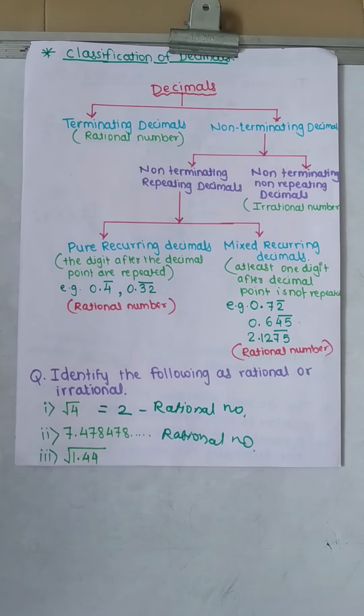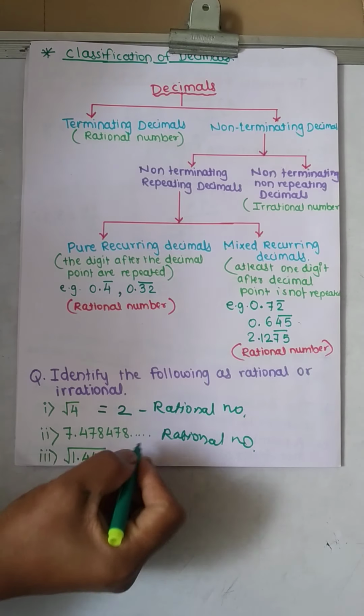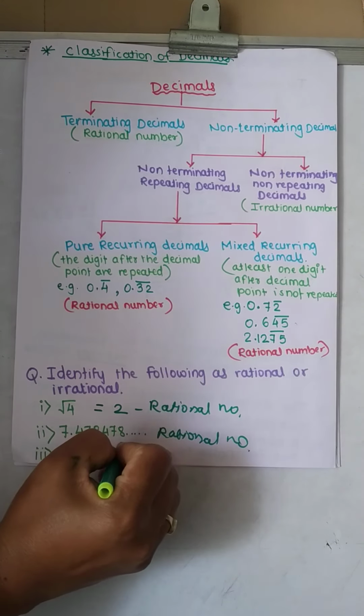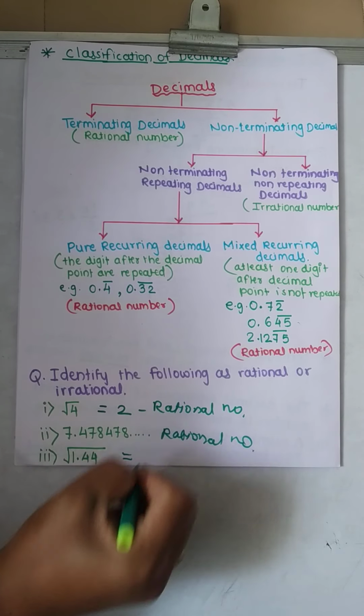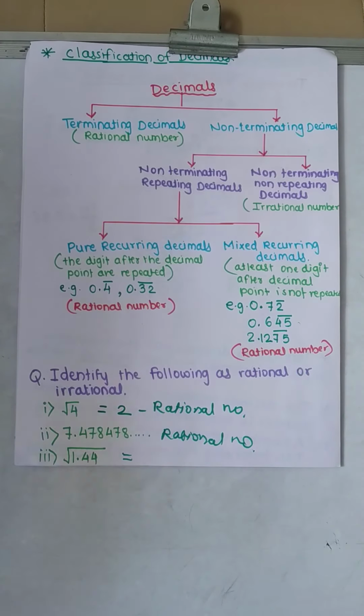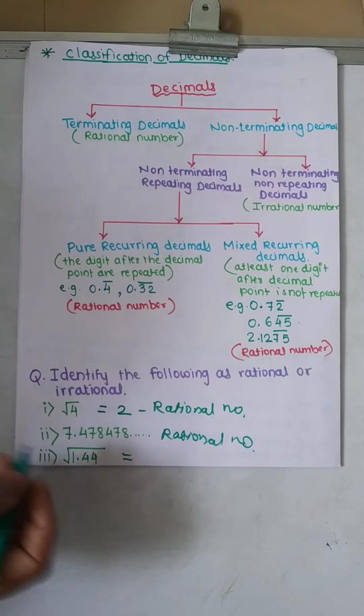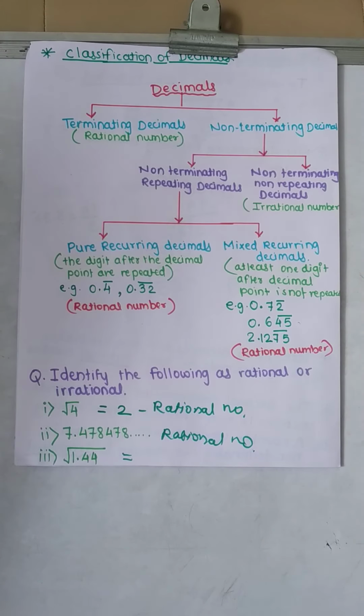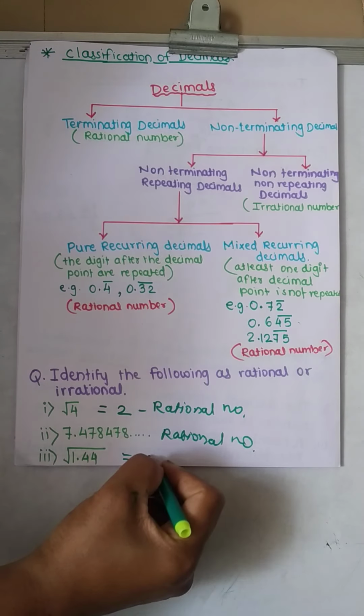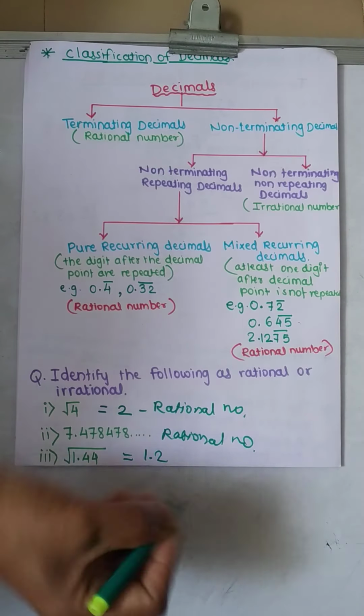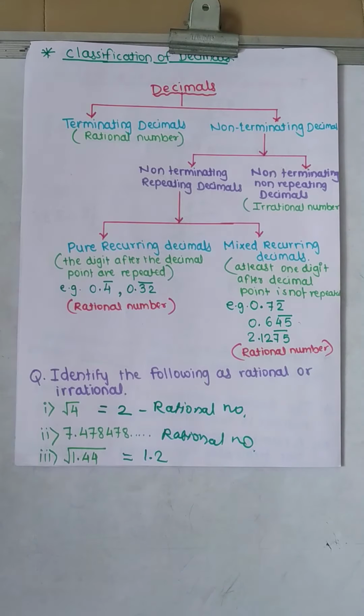Right? Now 1.44 under root, root 1.44. So is this a rational or irrational number? Yes, it is a rational number, because if you take out the decimal and think about 144 directly, 144 is the perfect square of 12. So the root is 1.2. So it is again a rational number. Got it?